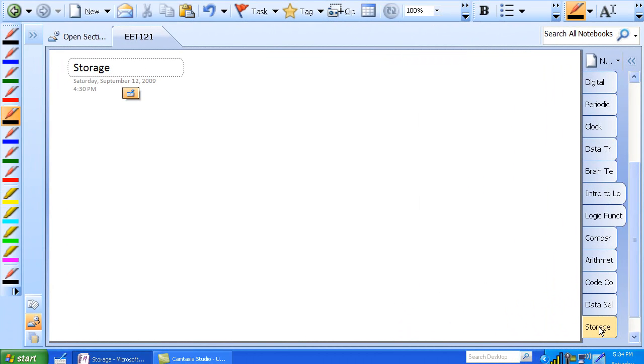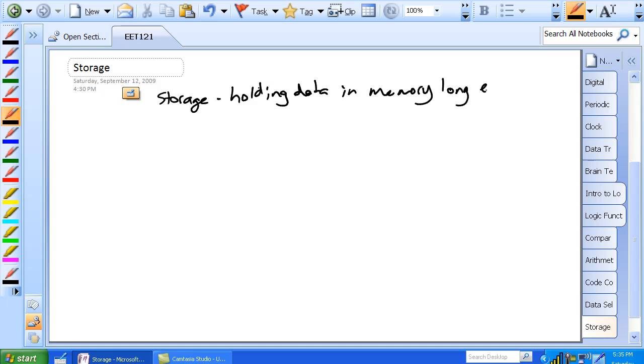Okay, storage. Basically, there's no use in having information and then just instantly forgetting it. You've got to hold it long enough to do something useful with it. So basically, storage is holding data in memory long enough to do something.